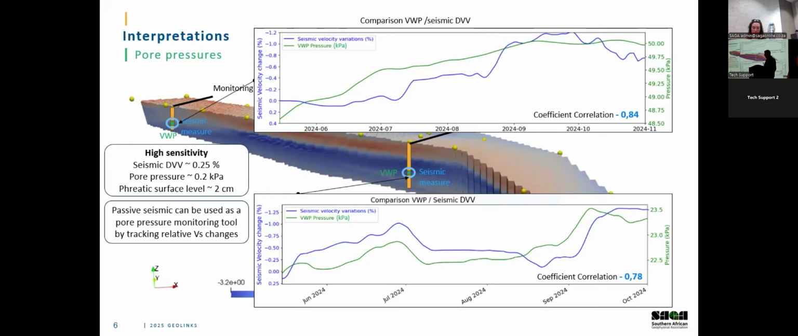But it does allow us to determine that we have a sensitivity of about 0.2% change in velocity, shear wave velocity, which in this facility corresponds to a pore pressure change of about 0.2 kilopascals. And that in turn is related to about a 2 centimeter level change in the phreatic surface. So this is quite a sensitive tool. And the correlation coefficients you see there are very pleasing. They're around 0.8, which is pretty good. So we're saying that this tool can be used as a pore pressure monitoring tool by tracking the relative VS change.